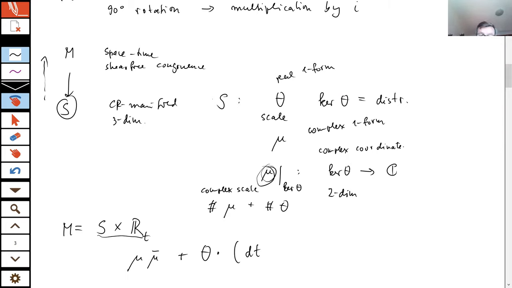So it has dt in it plus something else. So this will be a connection form on this product on M. So this is G. And also, if we want, we can multiply this. We can scale this by some positive conformal factor.